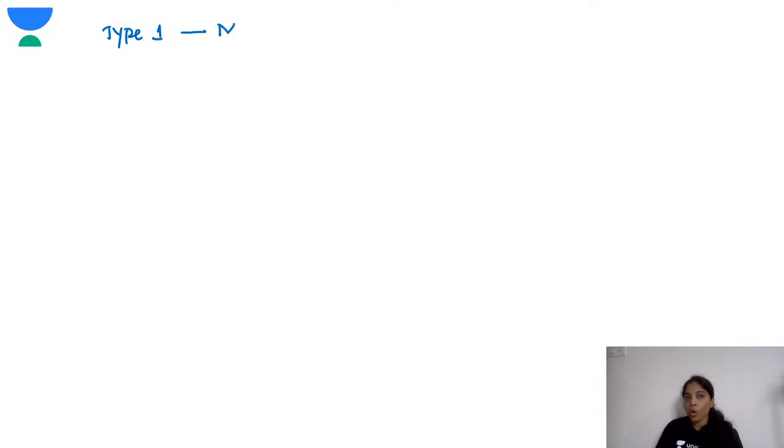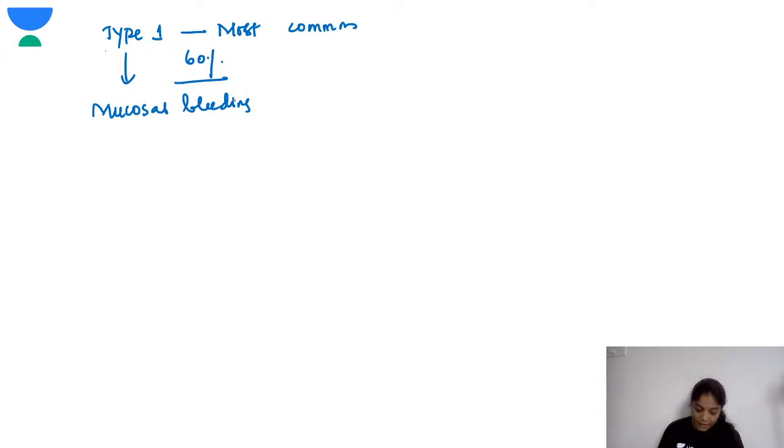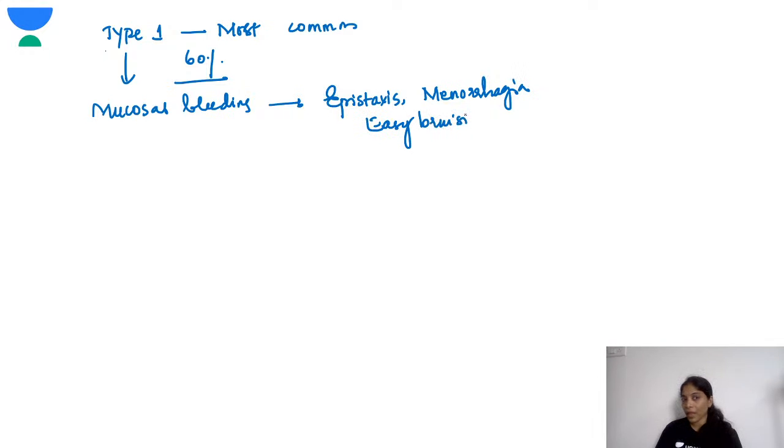Type 1 is the most common. Around 60% of the patients present with type 1. So how will they present? They'll have mucosal bleeding. There could be epistaxis, menorrhagia, easy bruising. Okay, so this is how mucosal bleedings happen.